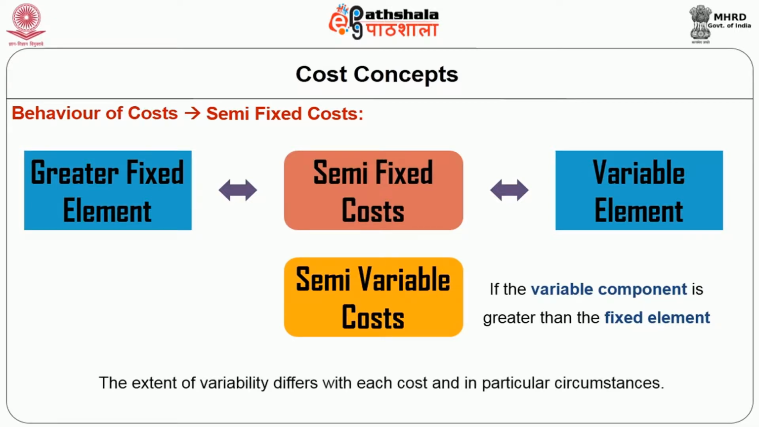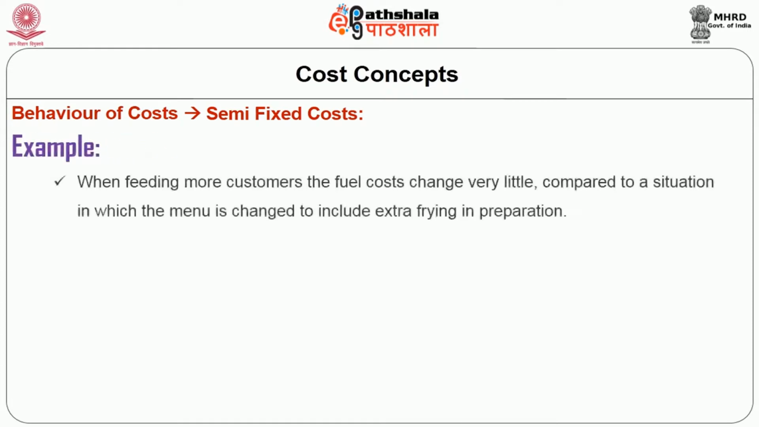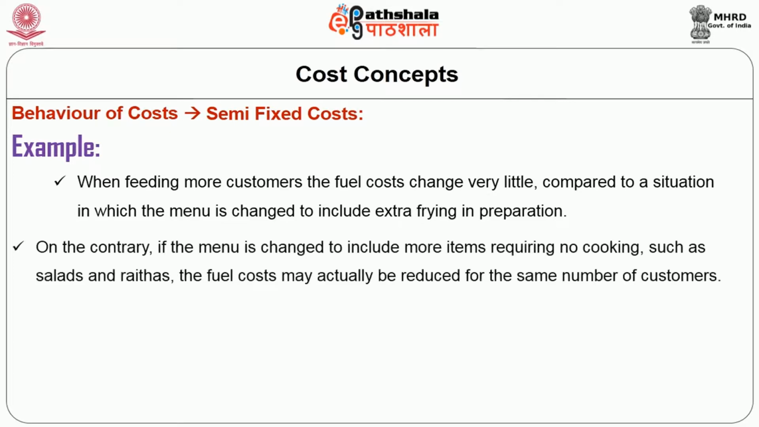The extent of variability differs with each cost and in particular circumstances. For example, when feeding more customers, the fuel cost changes very little compared to a situation in which the menu is changed to include extra frying in preparation. On the contrary, if the menu is changed to include more items requiring no cooking, such as salads or raitas, the fuel cost may actually be reduced for the same number of customers.